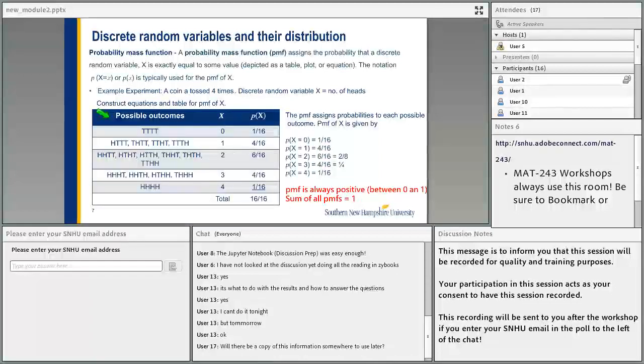So the first part of the table gives the possible outcomes. So when you're tossing a coin 4 times, if I get 4 tails in a row, so that is T, T, T, T. The outcomes are given as T and H.